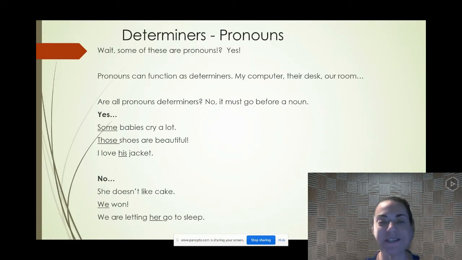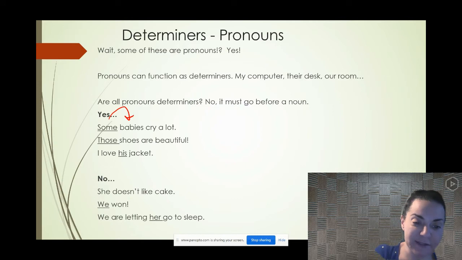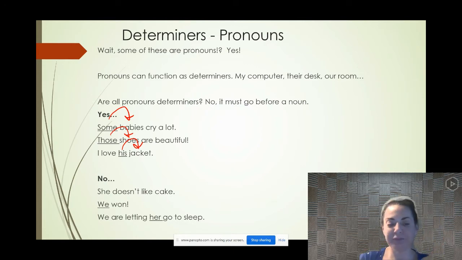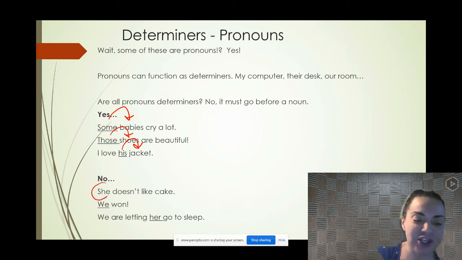All right, let's talk about determiners as pronouns for a moment because not all pronouns are determiners. They're just the possessive pronouns and the demonstrative pronouns. All right, so some babies, those shoes, his jacket fits the test. Okay, determiner before noun.